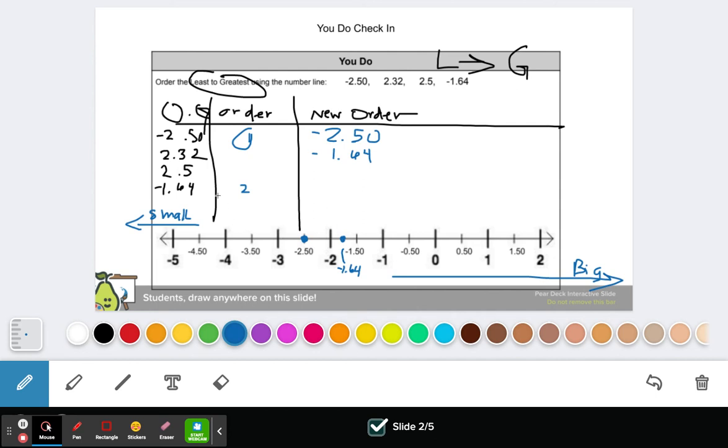Then last, I'm going to have, comparing these two numbers, the 2's are the same in my 1's place, so now I have to compare my 10ths place, my 3 and my 5. 3 is smaller than 5, so this one's third. So I'm going to have positive 2.32 hundredths. And then my last place is 2.5 tenths. And that is my order right here, from least to greatest.